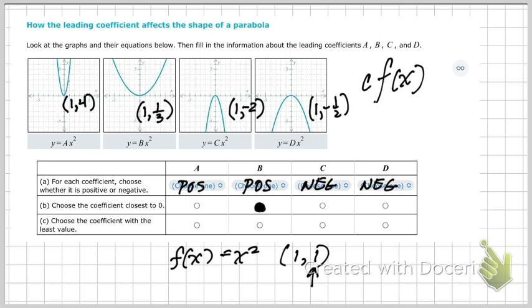And then choose the coefficient with the least value. All right, and in this case, I do want to pay attention to the sign. So when I was choosing closest to 0, I didn't care about the sign positive or negative. But with this one, I do want to pay attention to the sign and the least value. If I look at these y values here, 4, 1/3, -2, -1/2, the lowest value is the -2. So my selection for that is going to be C.